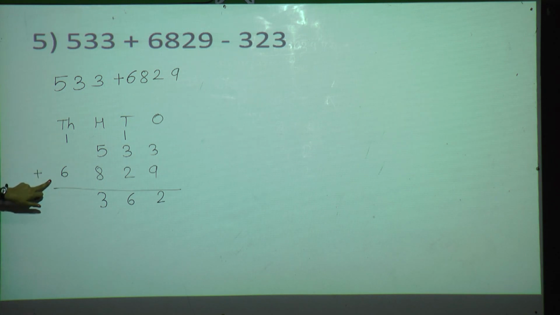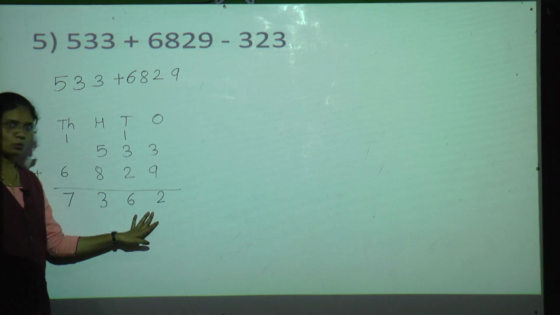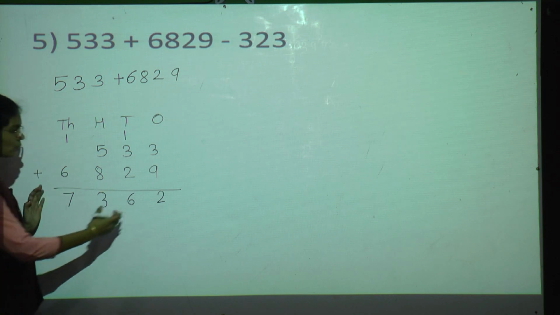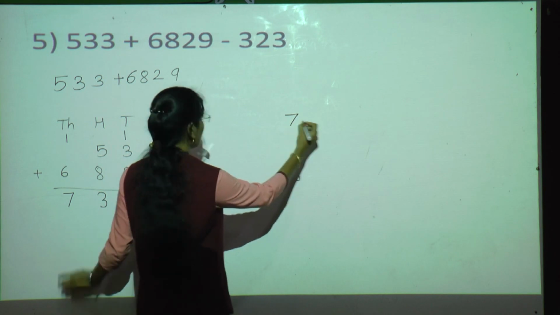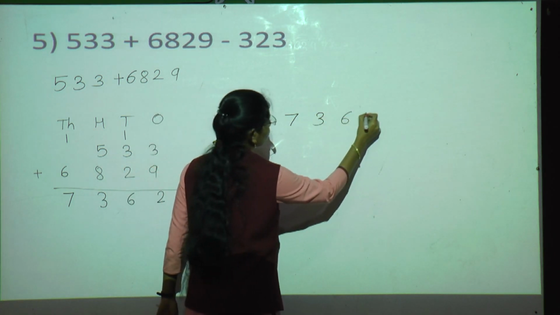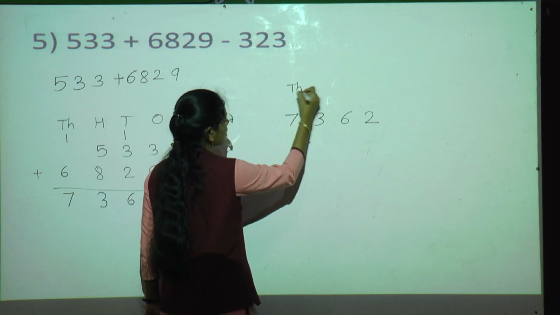Now see the thousands place. Here 1 and here 6 is there. 1 plus 6 is equal to 7. Now we got this sum, 7362. Now what is the next step? We have to write this sum as it is in step 2. What is the answer? 7362. Okay, write their places.